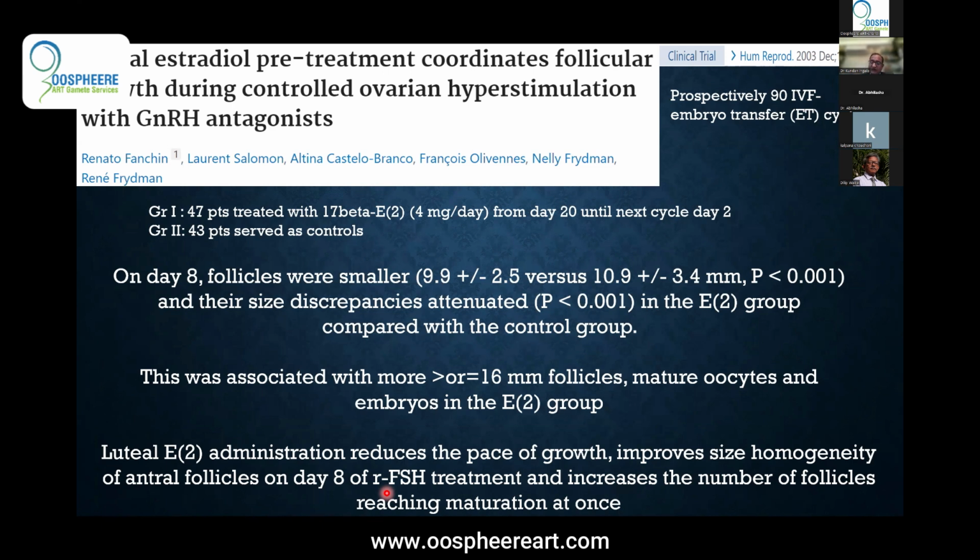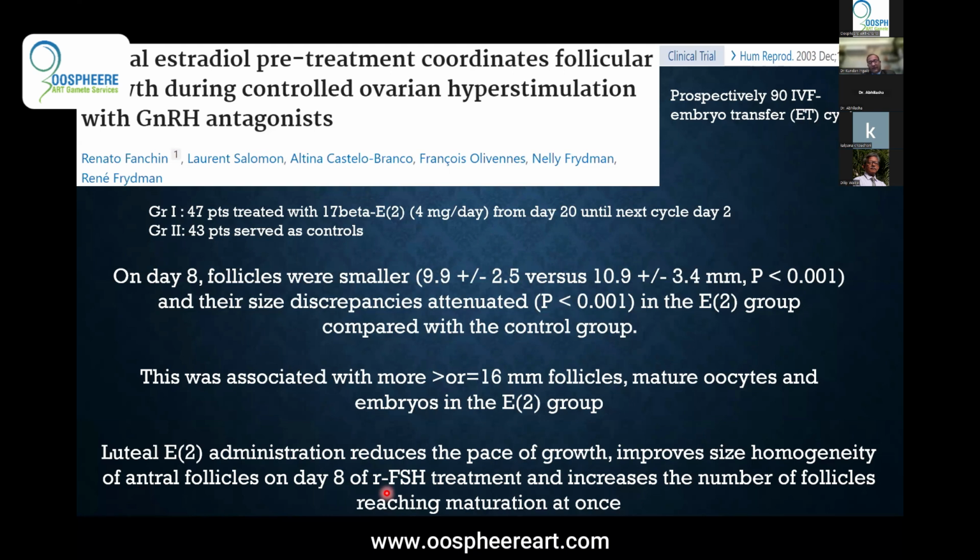So here we are using that endocrinological principle of estrogen, that it inhibits FSH. What we can do is give the patient an estradiol tablet, 4 milligram per day, that is 2 milligram twice a day, from day 20 until day 1 of the next cycle. And this was compared with a control group who did not receive it. What they realized on day 8 of stimulation is that in those who received estrogen, follicles were smaller and the size discrepancies were attenuated compared with the control group.